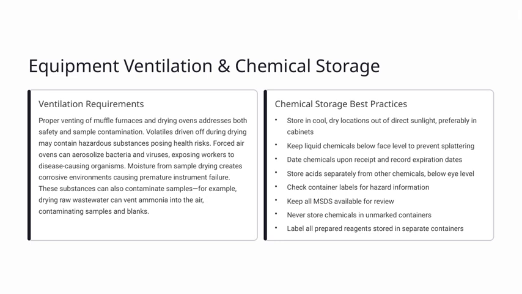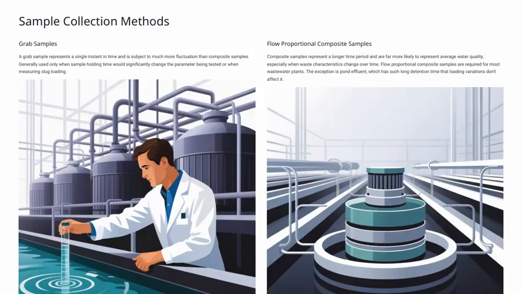All these practices are about protecting yourself, your colleagues, and maintaining the quality of your work. Proper ventilation and chemical storage are integral parts of a safe, efficient laboratory environment, fitting into the bigger picture of good laboratory practices. When it comes to collecting samples, there are a couple of main methods we use. The first is the grab sample.